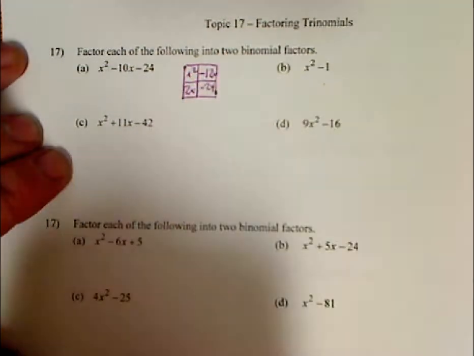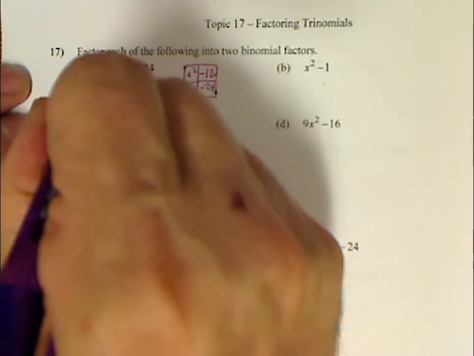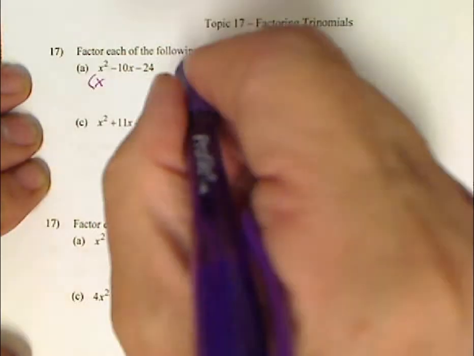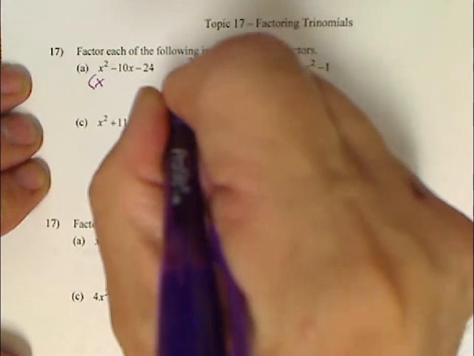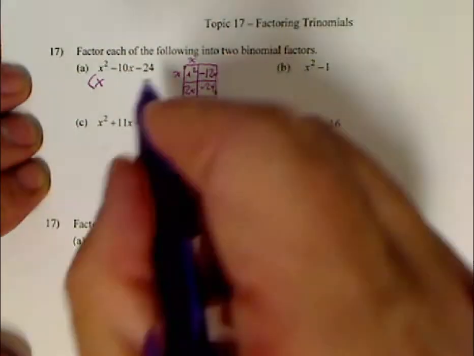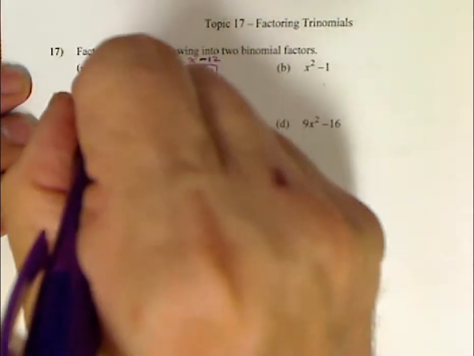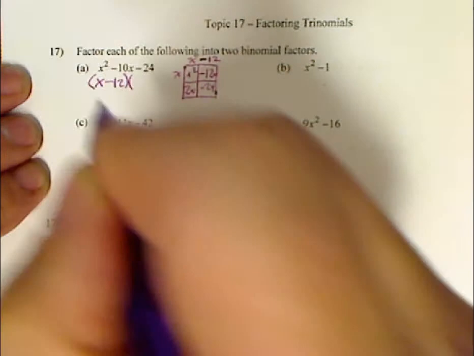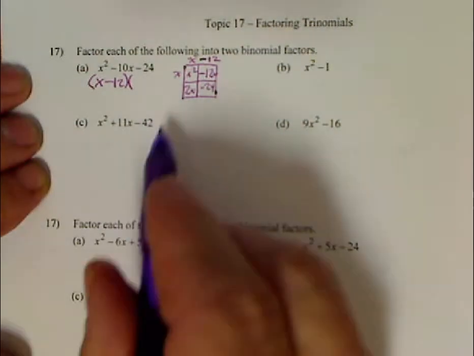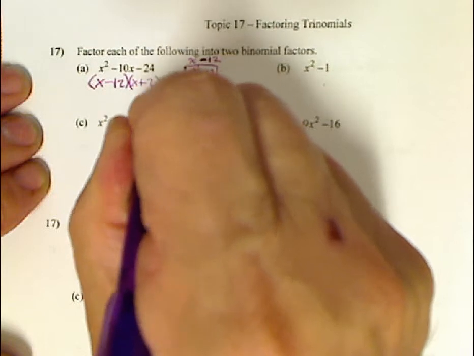So that means when I factor this, I can factor this to x, because that'd be x times x to get that. Then it's x times negative 12, so x minus 12. Then to get 2x, I'd have plus 2. x plus 2.